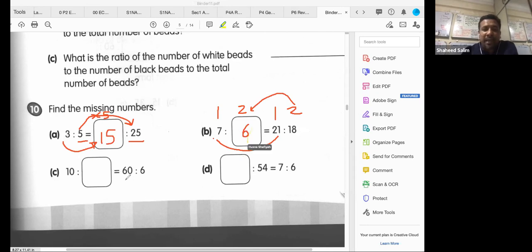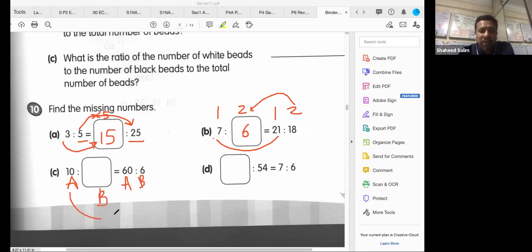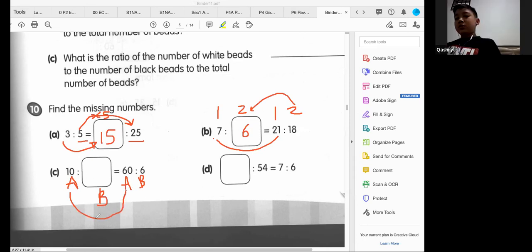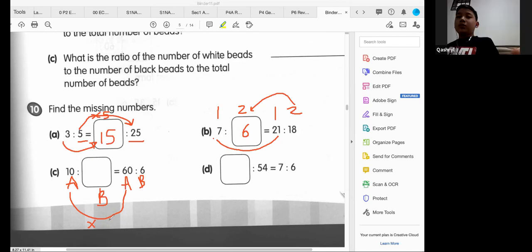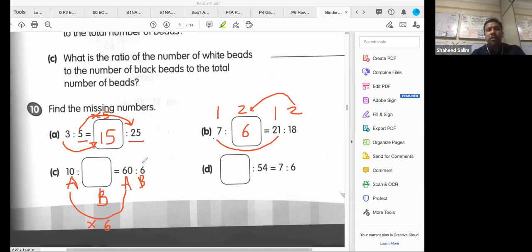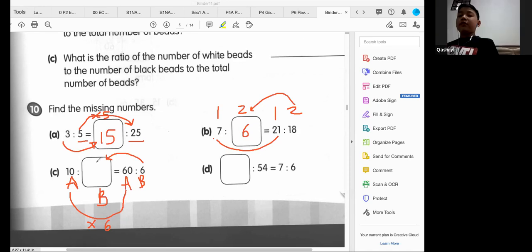So the same thing now. You see, first number, I call it A. This is also A. This is B. This is also B. You look at A becomes like that. From 10 becomes 60, you times what? Times 6. So if you want to go backwards, you divide by 6. So 6 divided by 6, what's your answer? 1. That's the answer. Okay, the last one I won't tell you, try to do.